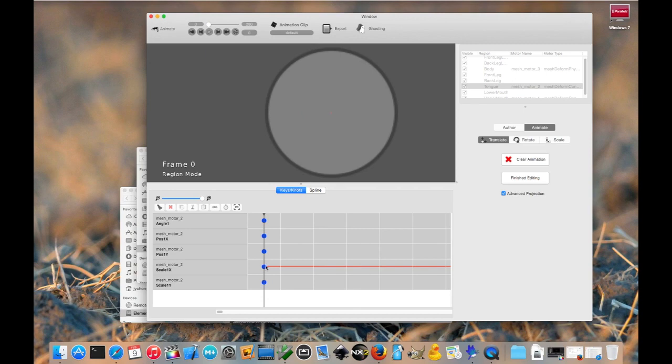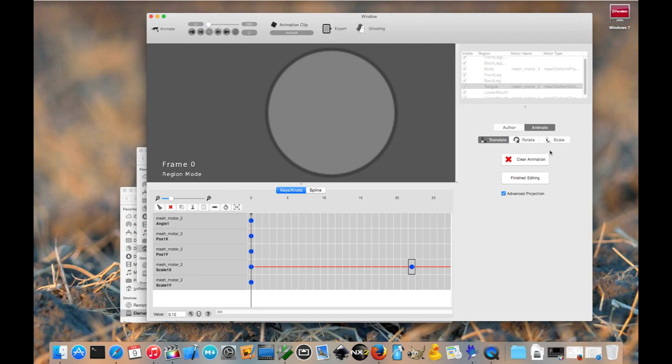And all the things that are getting animated are the scale X animation knots. So you can see the scale X values are getting set over the entire time range. And so the tongue is getting stretched out and then compressed back.